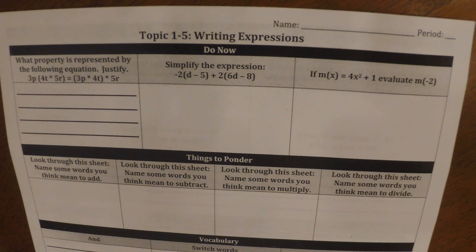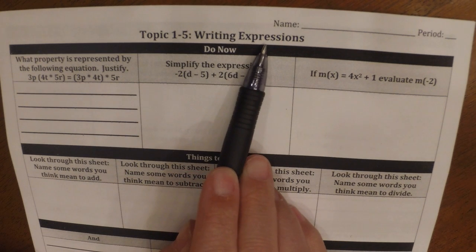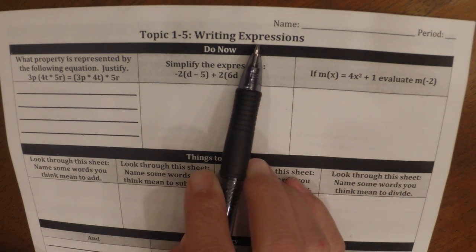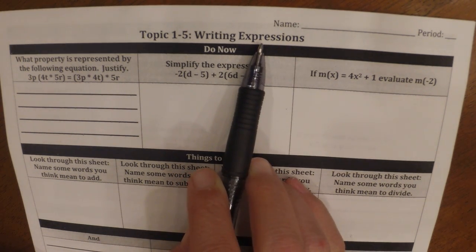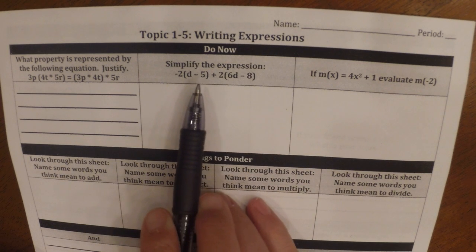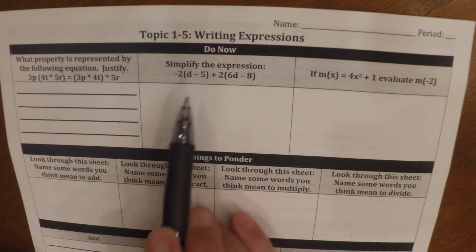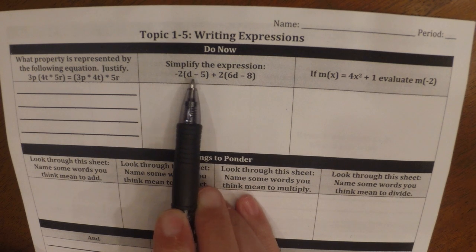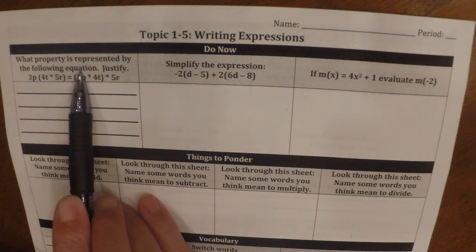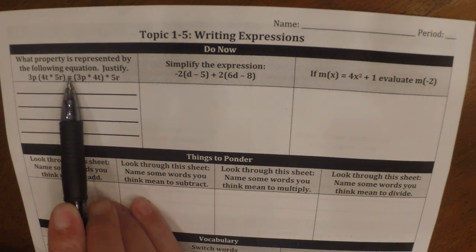This is the last set of notes that you will do before you take your Unit 1 test, and it's called Writing Expressions. Remember, an expression does not have an equal sign. So in this case, this one here, it says simplify the expression. This doesn't have an equal sign. This says equation because it does have an equal sign.